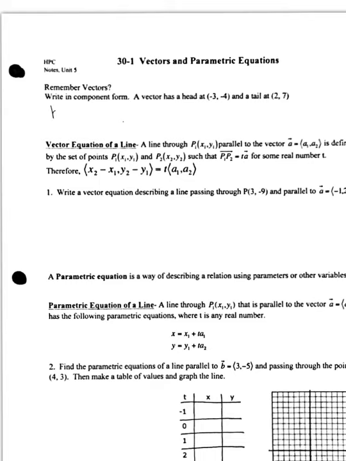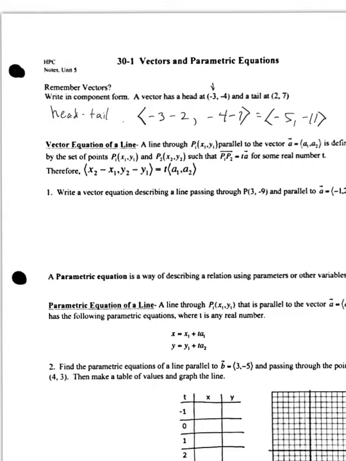So head minus tail. And so for here, the vector form is these pointy brackets. We're going to go, the head is obviously what we start with, x minus x, so negative 3 minus 2, and then we do the y's, so negative 4 minus 7. So in vector form, in component form, this vector is <-5, -11>.